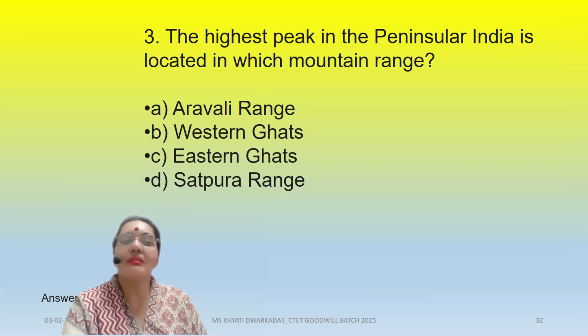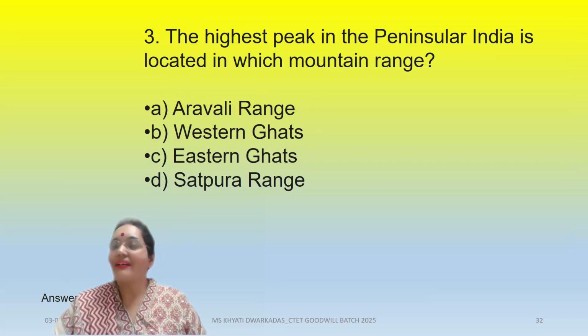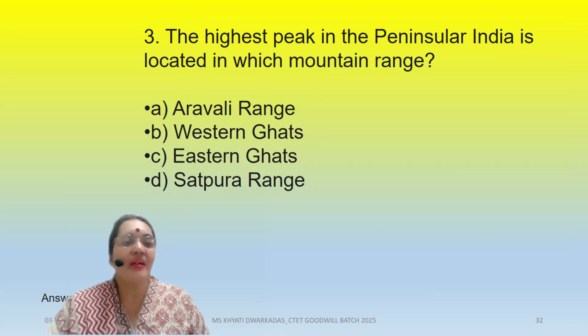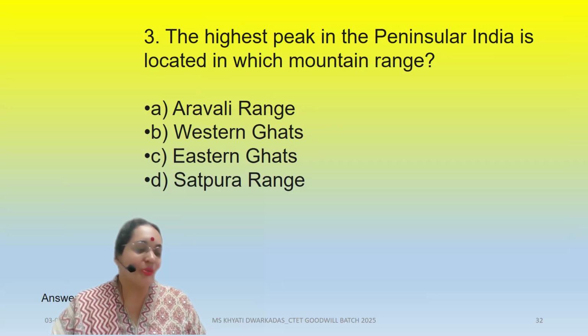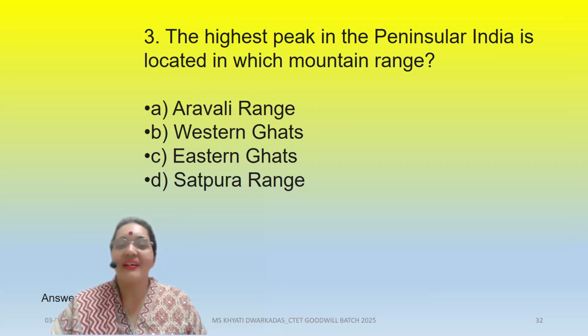For those of us who are changing answers and are getting confused, let me remind you, on the OMR sheet, once you circle an answer, you cannot change it. So no cheating. The highest peak in peninsular India is located in which mountain range?